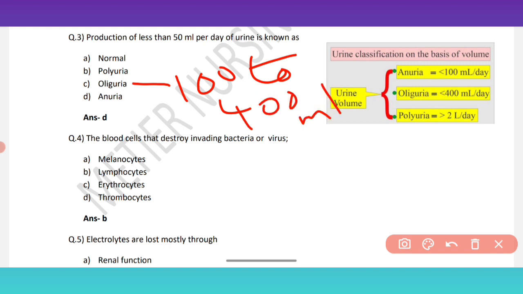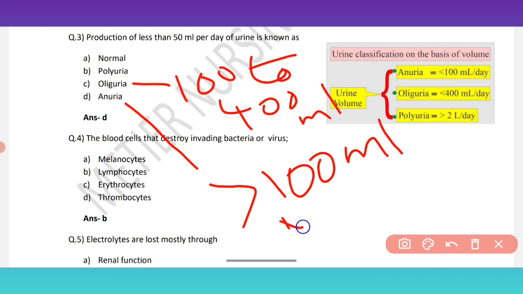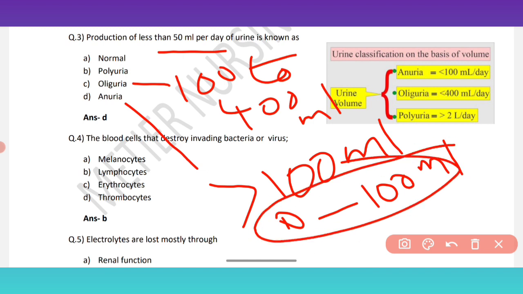And anuria means absence of urine. Total absence of urine, we cannot say like that. Anuria means 0 to 100 ml, or less than 100 ml of urine. So normal means up to 1500, polyuria means more than 2000 ml, oliguria means 100 to 400 ml, anuria means less than 100 ml. And here the question is 50 ml, so it comes in this category. Anuria is the right answer.